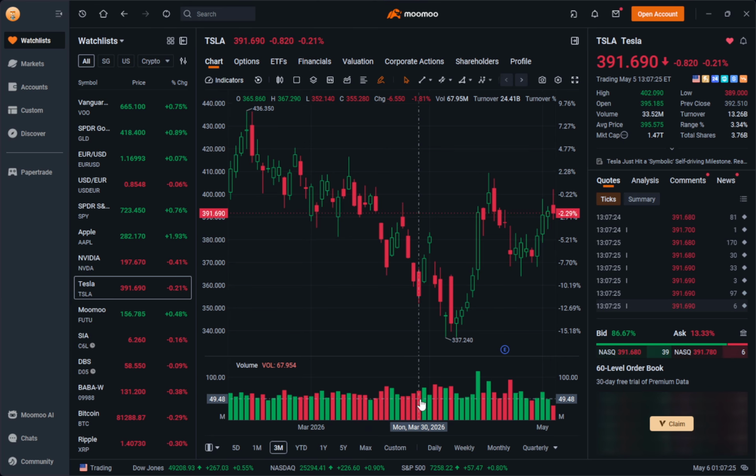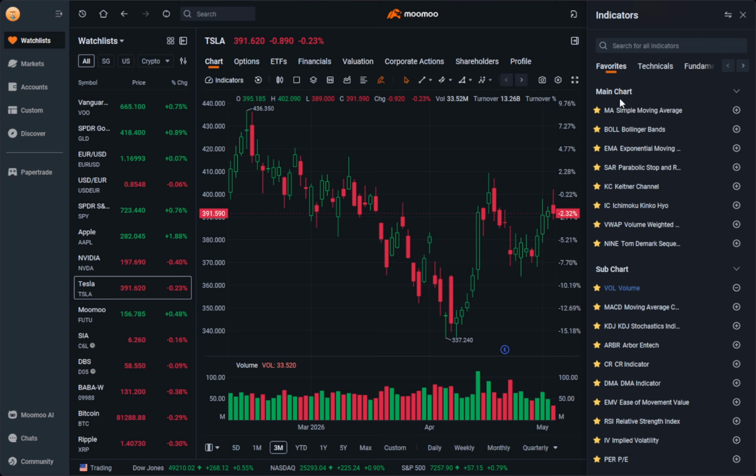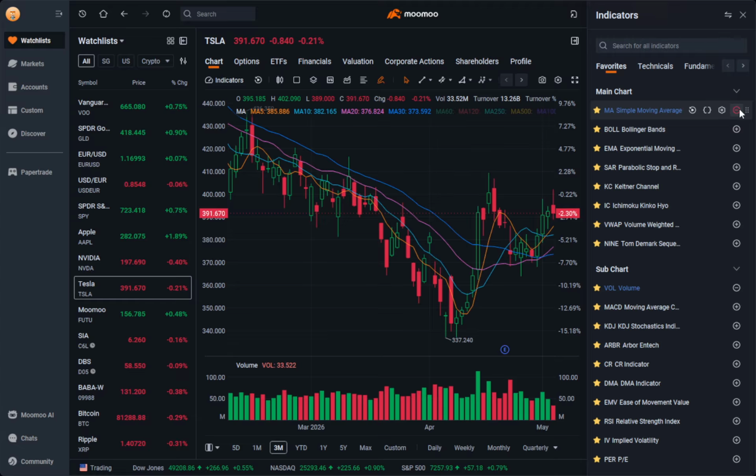Now add indicators, which is where Moomoo shines. Click indicators or the more option on the chart and pick from the library. For beginners, focus on a few. Moving averages help you see direction at a glance. When price consistently holds above an MA, the trend is up.